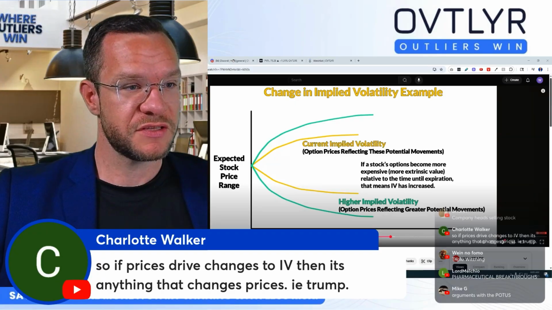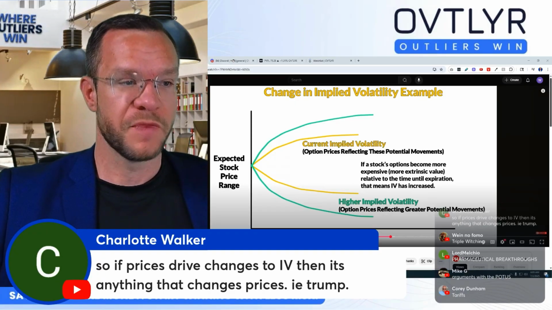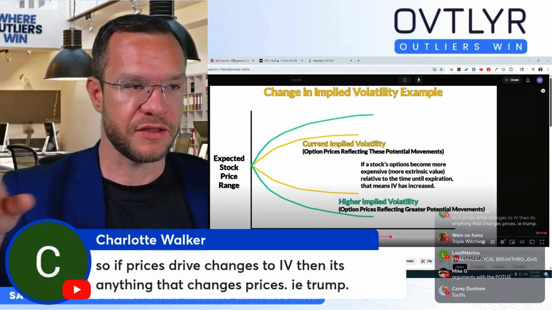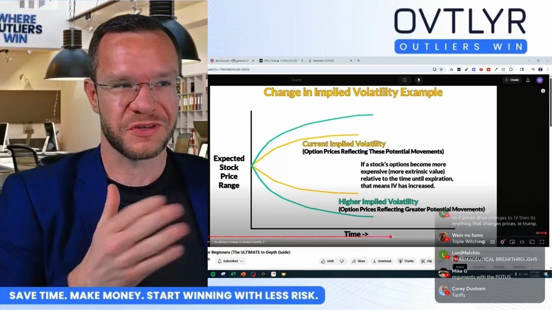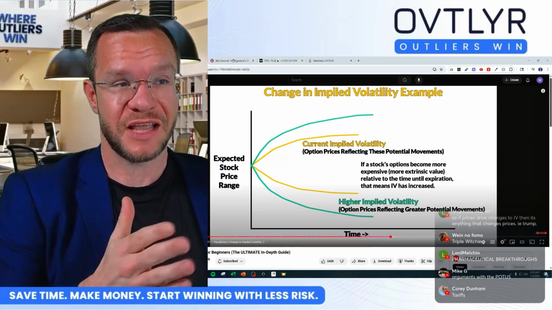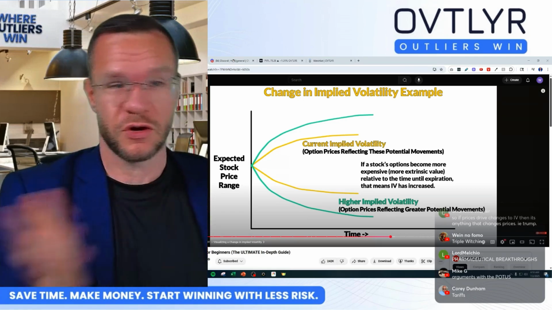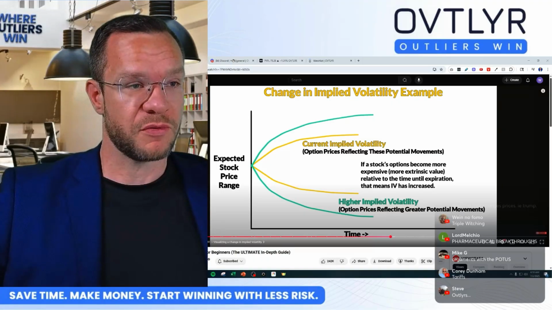Charlotte says, so if prices drive changes to IV, then it's anything that changes prices, i.e. Trump. It's more the tail wagging the dog versus the dog wagging the tail in this case. Imagine that rumors are happening, that's the tail, and then the price is the dog. If rumors start getting out of control, that tail's going crazy. It's going to start moving the dog around. It's going to start moving the price.